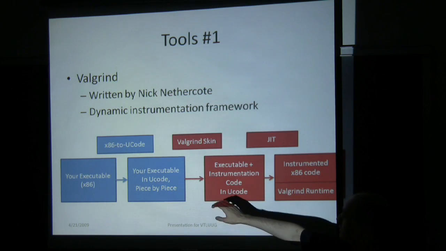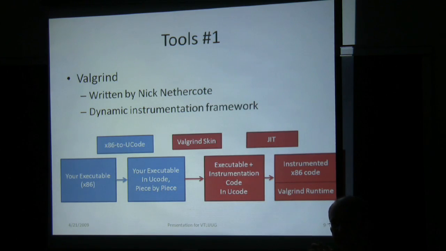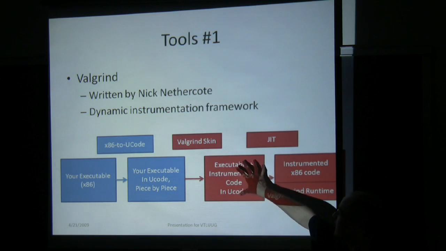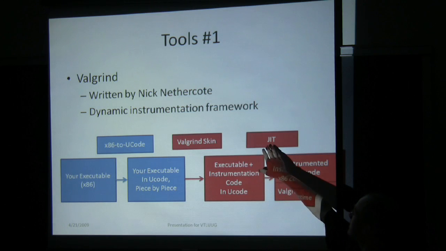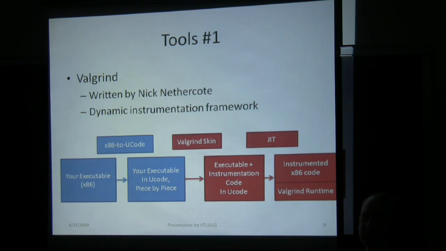After the code has been translated into this intermediate representation, U code, different skins can apply certain custom optimizations. Valgrind comes with a suite of tools for different tasks. Then this U code is enhanced, it's instrumented, so additional instructions are added, maybe performing some monitoring tasks, some checking tasks for a particular problem. And then the so enriched U code is, using a just-in-time compiler, translated back into x86 code. That x86 code is then run on the actual CPU.